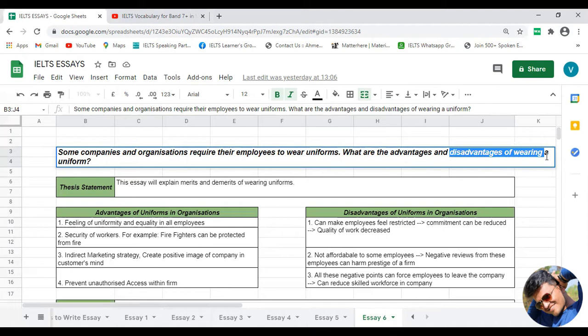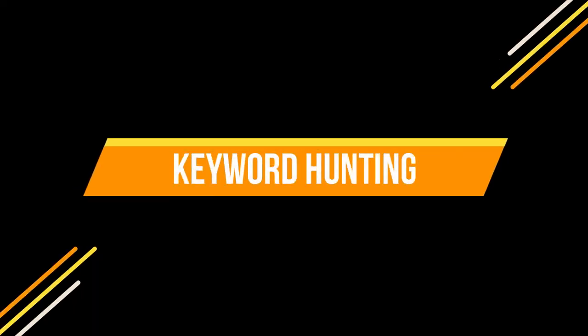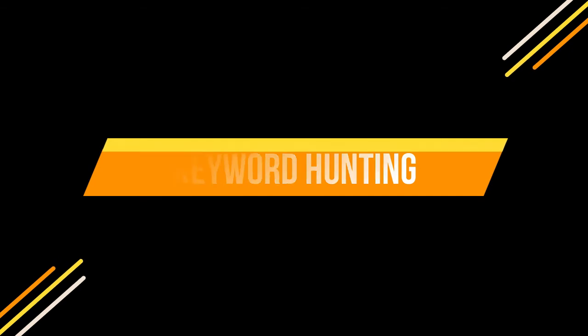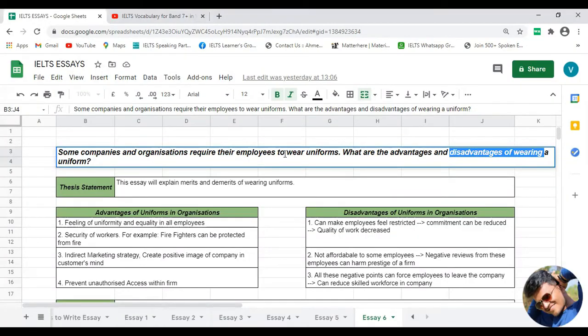For writing the introduction, we need to do two activities. The first activity is finding the keyword. So let's start finding the keyword from this particular statement. The keyword by using which we can develop our introduction would be uniform. You can write 2 or 3 generalized statements which target the significance of uniform within the organization.